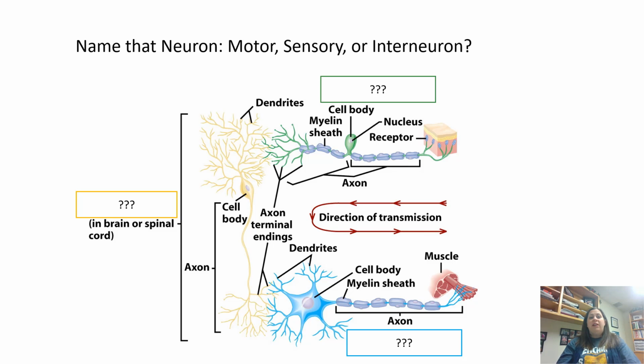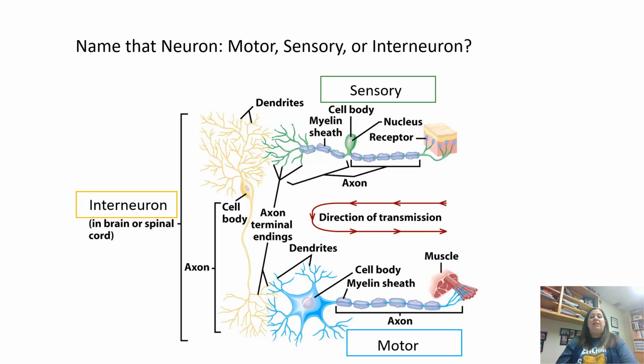All right, so we have a little area here that says name that neuron. If we take a look here at the top neuron, this is going to be a unipolar neuron. Remember, unipolar neurons are going to normally be sensory neurons, as well as the fact that it is going towards the central nervous system. So this would be a sensory nerve. We also see then here in the yellow that this neuron is in the actual central nervous system, the brain or spinal cord, therefore that is an interneuron. And then we see that the blue neuron down here is taking information away from the central nervous system, and it is also multipolar, which is going to make it a motor neuron.